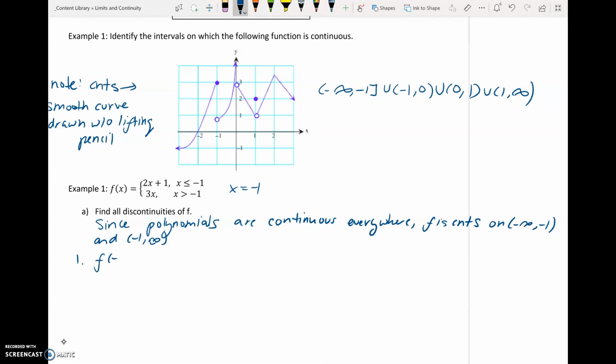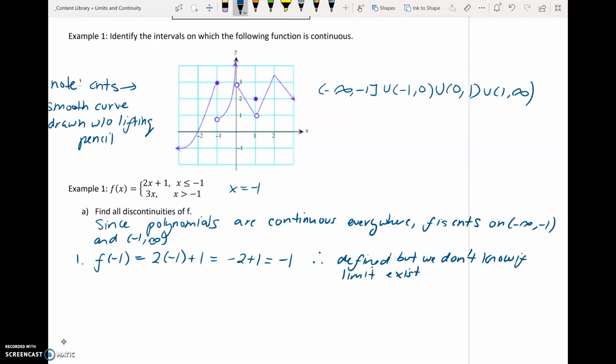So first things first, we're going to calculate f of -1. That would be your 2x plus 1, so I'm going to plug it into this part of my function. And that's negative 2 plus 1, which is negative 1. Okay, so there is an f of a. It's defined, but we don't know if the limit exists. So we're going to check that next. So we want to check the left-hand limit.